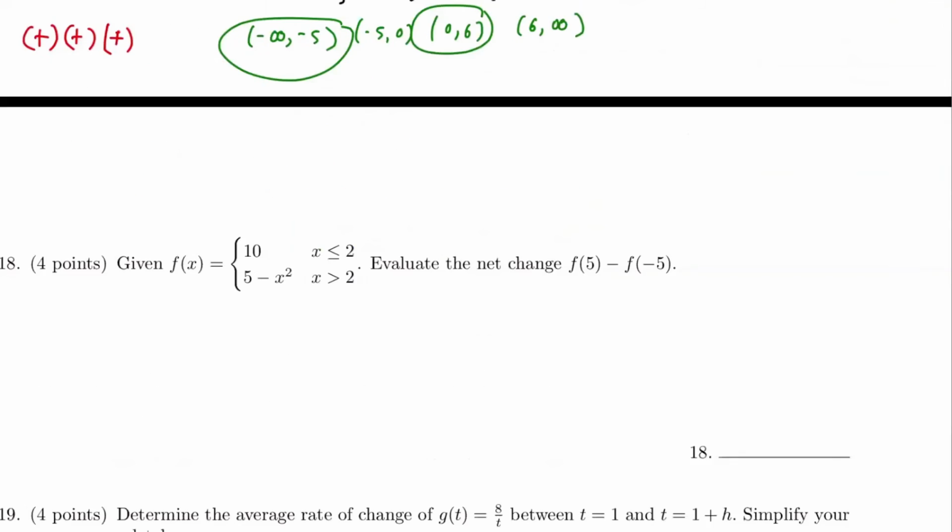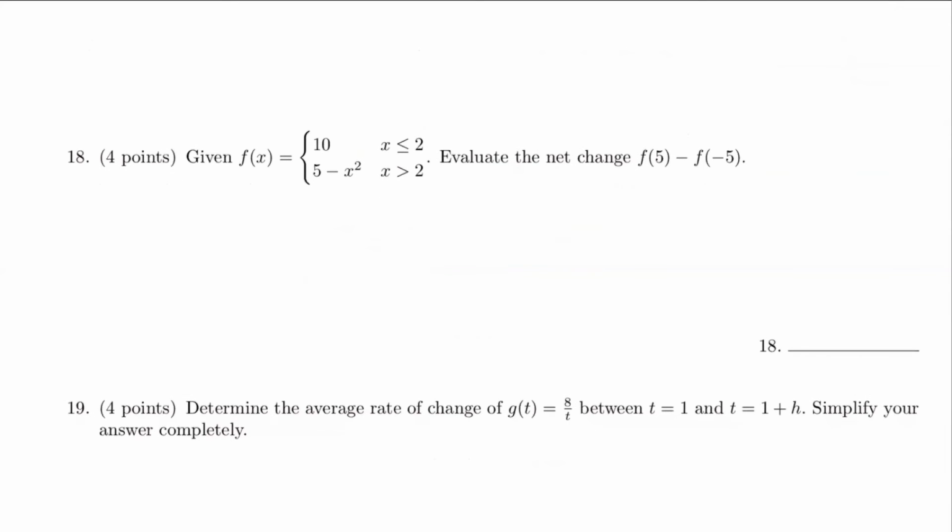Okay, moving on to the next problem. Here you go, number 18. We're going to use this piecewise function to evaluate these function values. We're going to look at that specific subtraction. This is called the net change. So let's find f of 5.